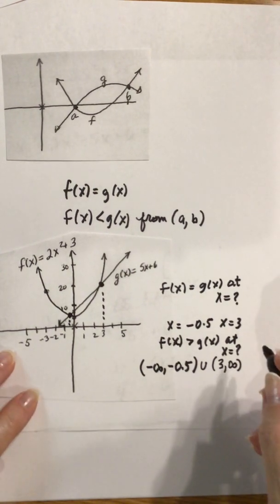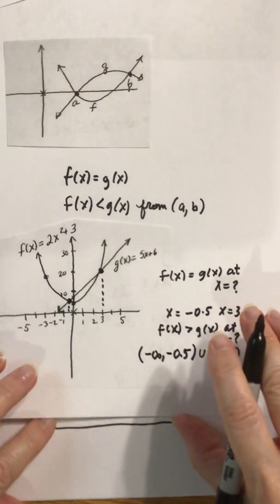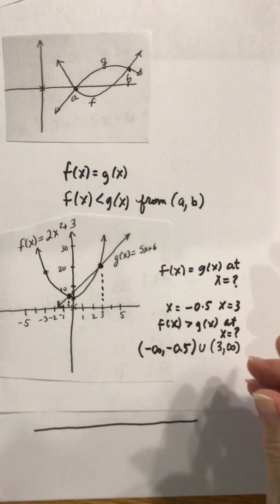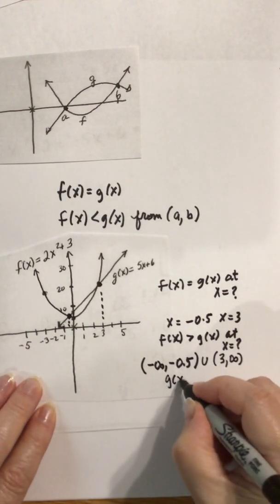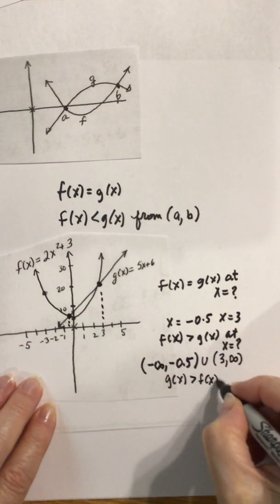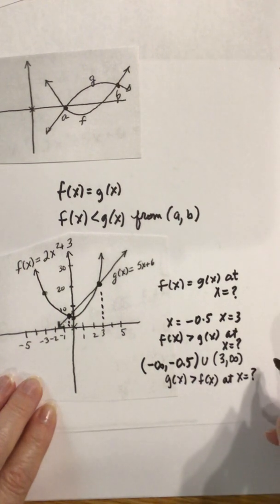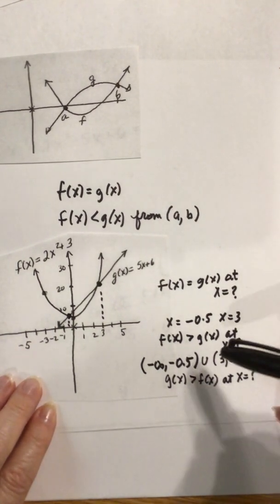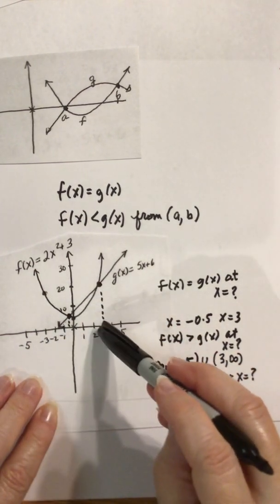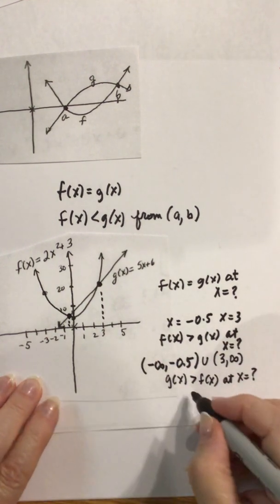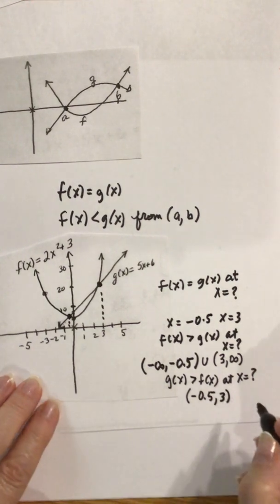Now, we also have the other aspect of where is g of x greater than f of x. So we're going to have g of x greater than f of x. We're looking for where the g is above. So in this case, the g is above here, so it's between the negative 1/2 and the 3. So it's going to be greater than between negative 0.5 and 3.